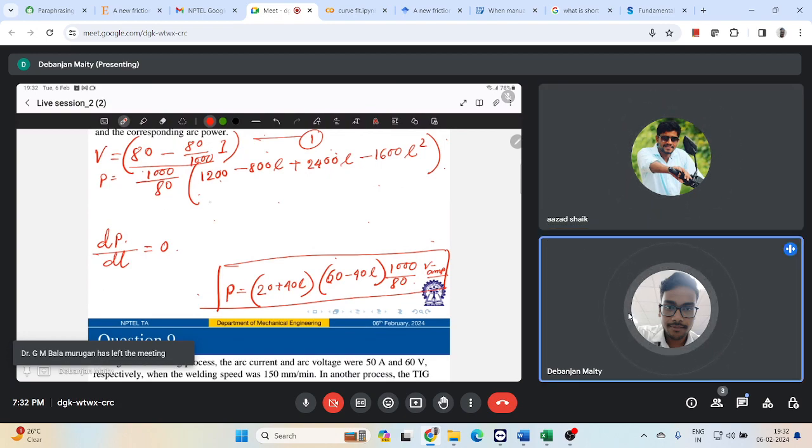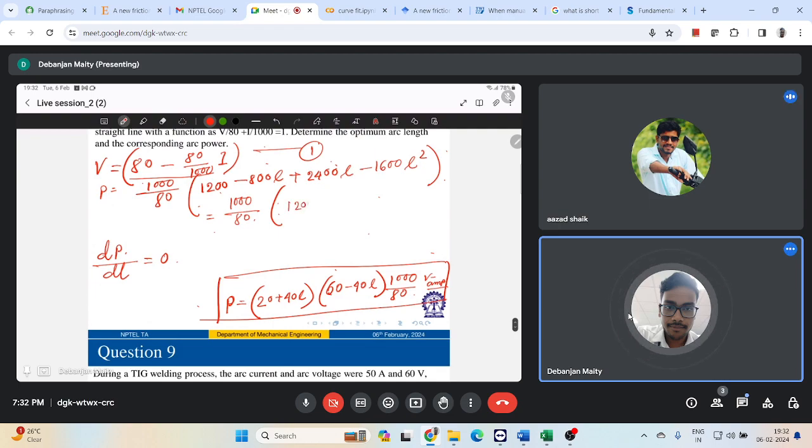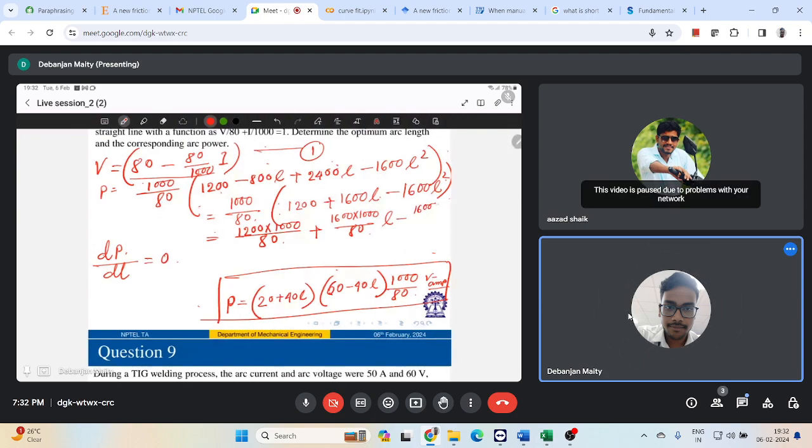Fine. Now, this is 1000 by 80 into 1200 plus 1600 L minus 1600 L square. This will be something around, I don't know how much this is coming. So, these are the constant terms: 1600 into 1000 by 80 L minus 1600 into 1000 by 80 L square.